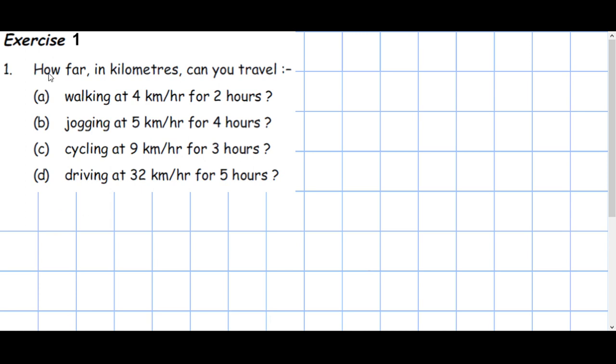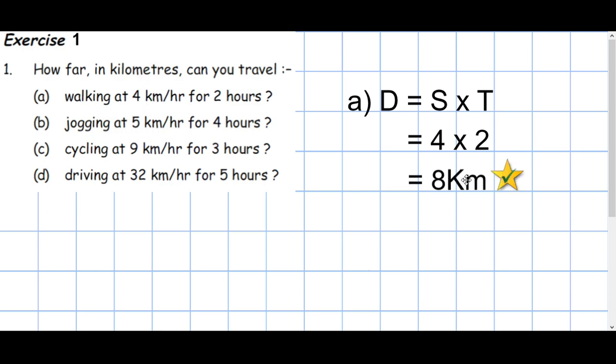So 1A, how far in kilometres can you travel walking at 4 kilometres per hour? That's your speed, for 2 hours. There's your time. So the first thing you want to do is write the formula out. So part A, d equals s times t. We're not going to write distance and speed and time every time. That would take too long, so we'll just shorten it to the letters d equals s times t. Line your equal sign up, so it'll be 4 times 2, and then easy is 8. Make sure you get the units correct. The units is going to be kilometres, so that would be 8 kilometres, and you've got it right. 3 lines of working. Start with the formula, and then the answers here.